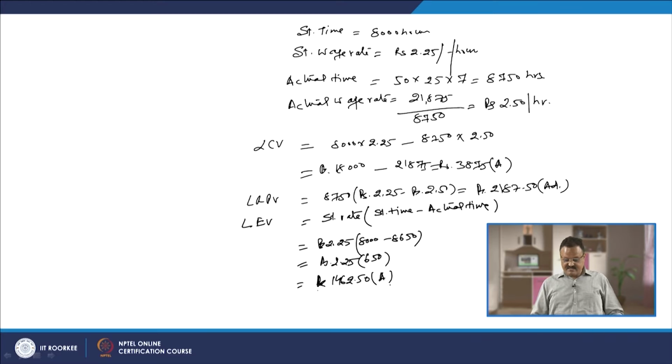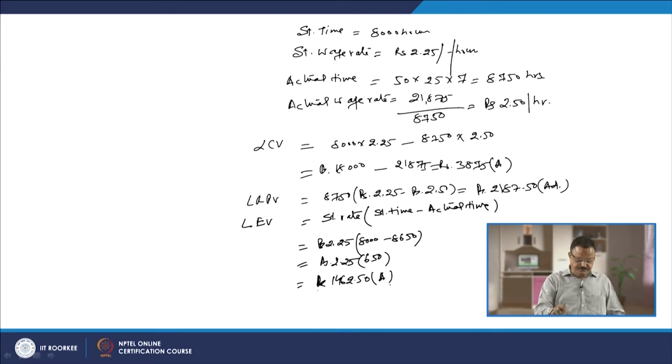So, your labor efficiency variance comes up as a negative, adverse variance, by the amount of 1462.50. Now, from the actual time we have subtracted the idle time of 100 hours. So, what we have to do now is calculate the third variance.